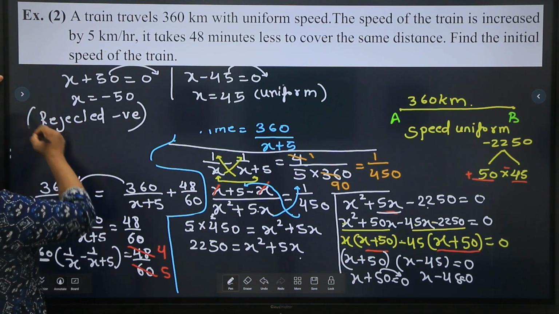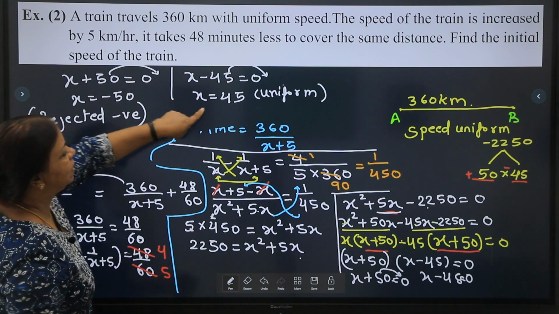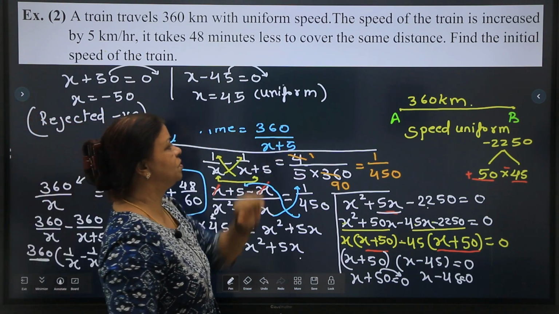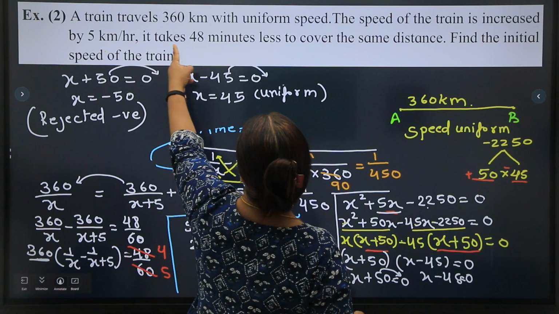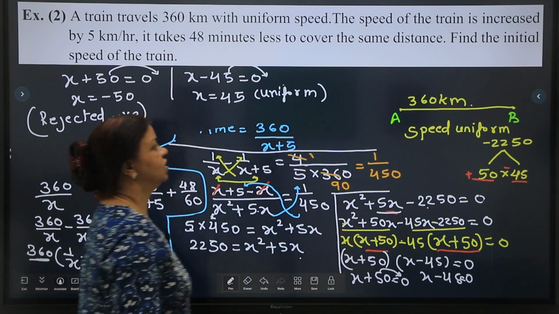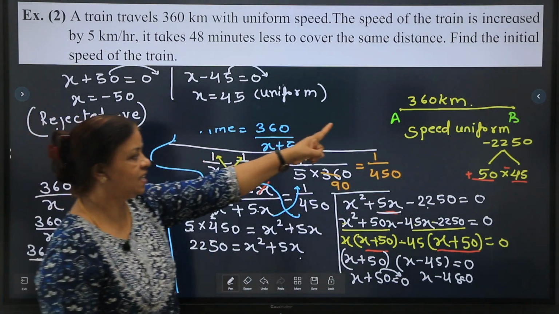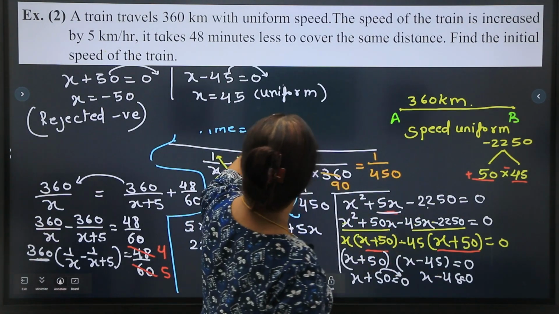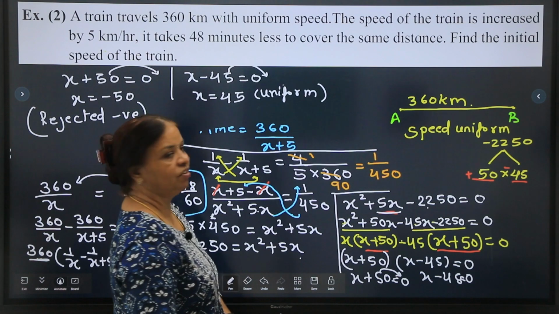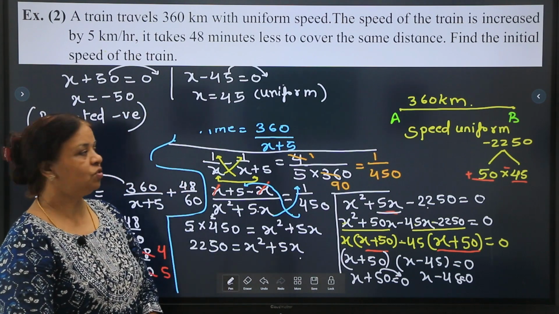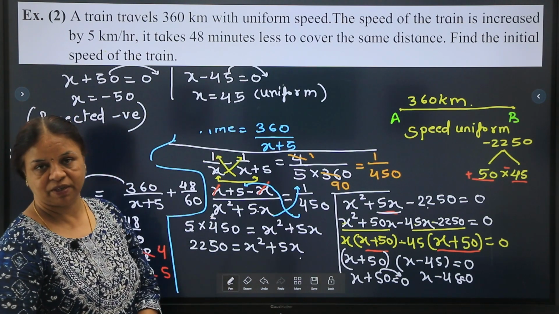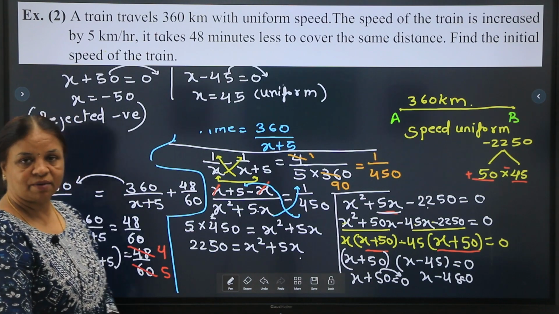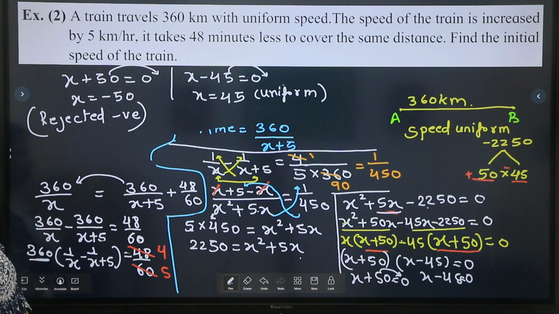So x is equal to 45 is the uniform speed of the train, which covers the distance 360 km, and if the speed is increased by 5 km per hour, it will be 50 km per hour. So you can copy the sum and solve it, children. Let us go for the next sum, children.